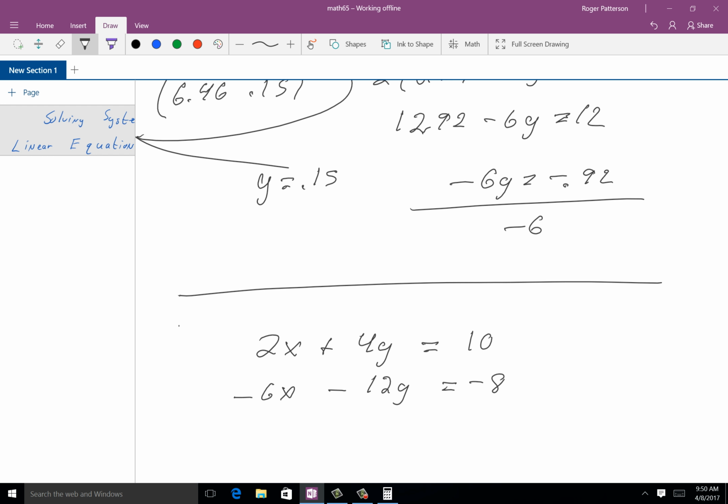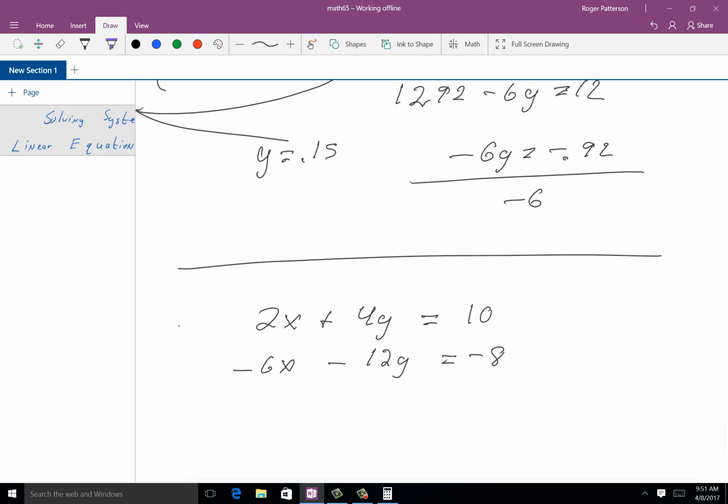Okay, here's my two equations. All right, I'm going to use elimination. Sure don't want to use substitution. So, which one should we eliminate? X's or Y's? Y's? Okay, what equation are we going to multiply to do that? Top one by 3. Okay. Let's see what we get. 6x plus 12y equals 30.